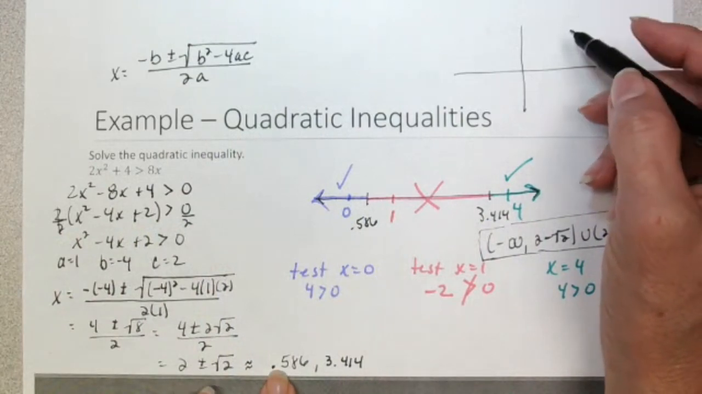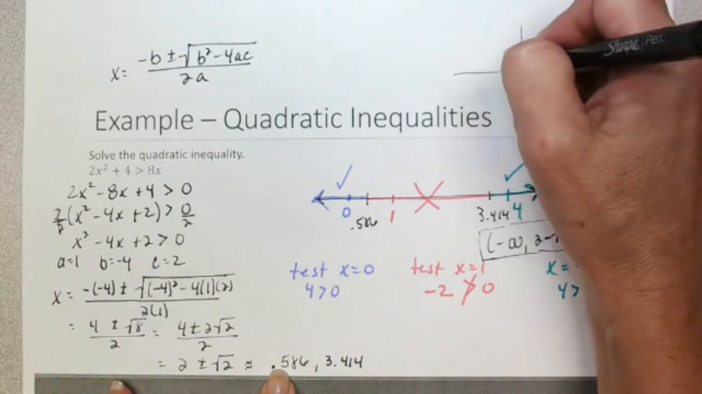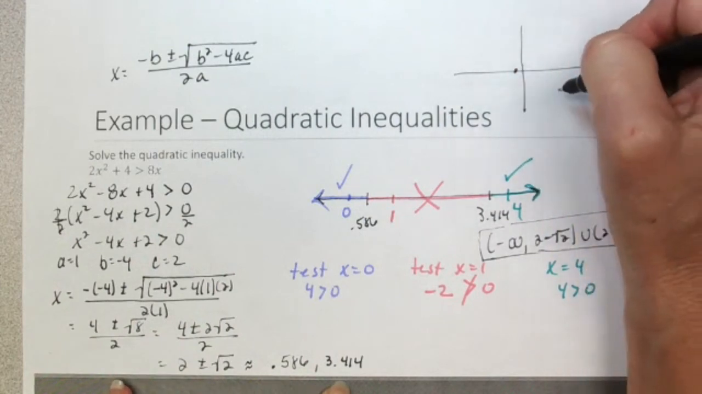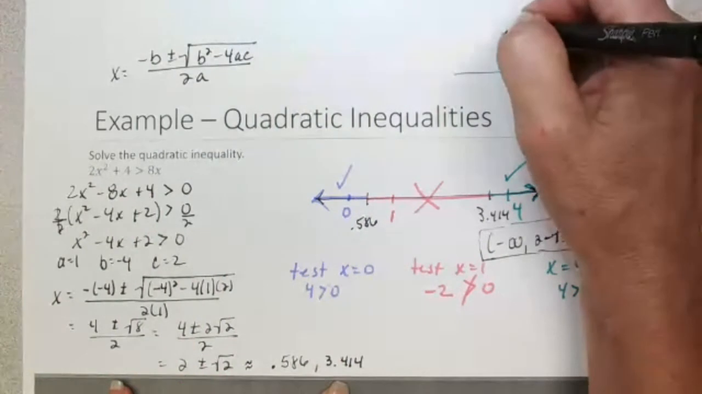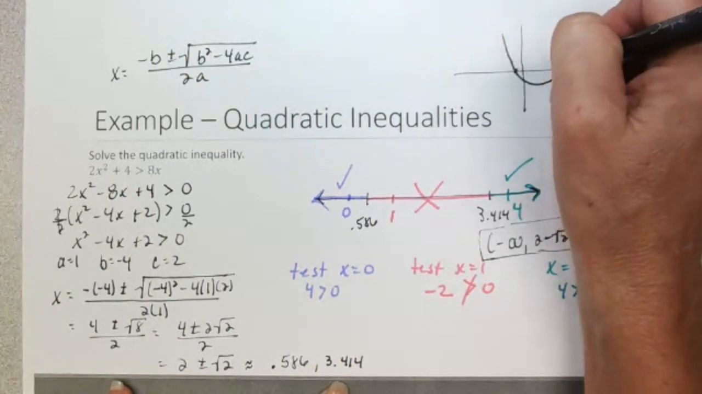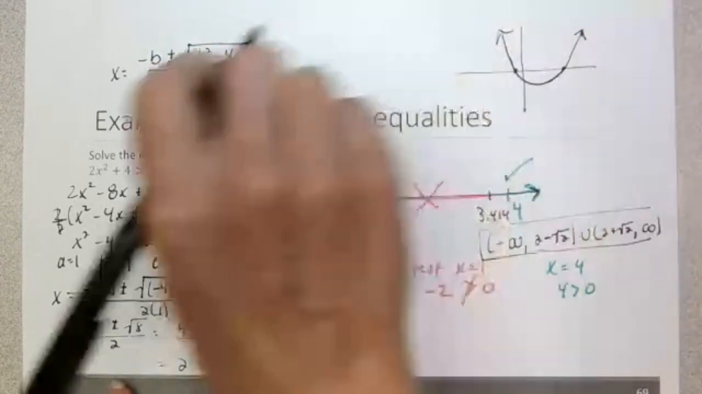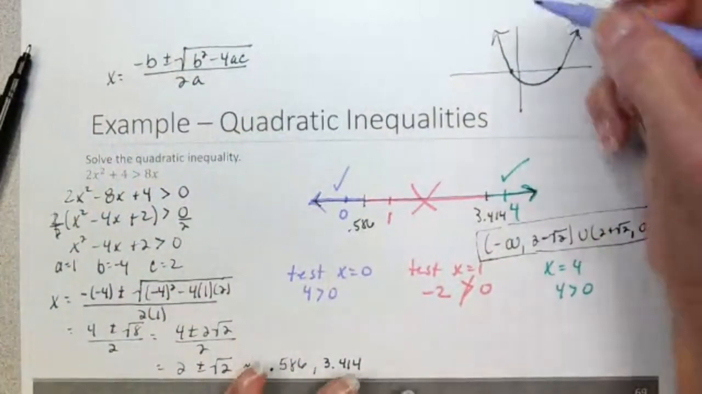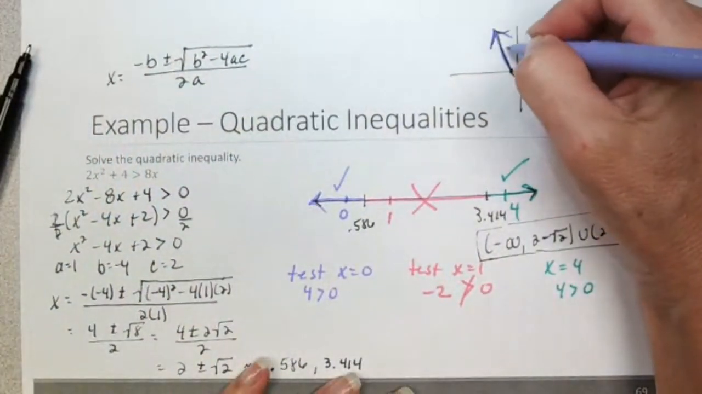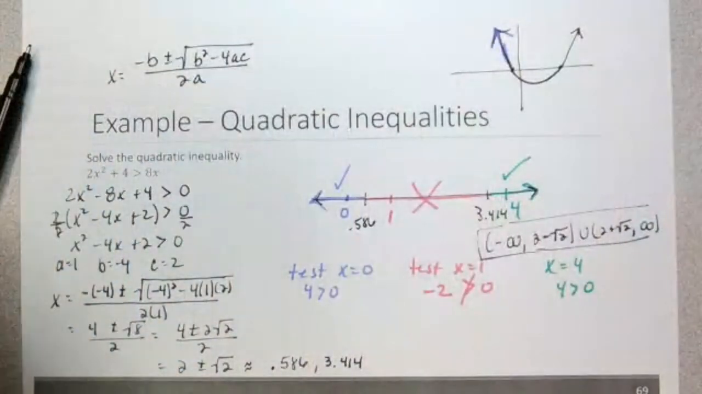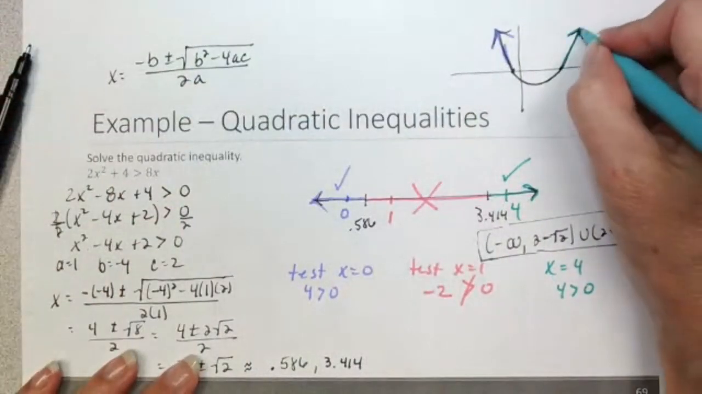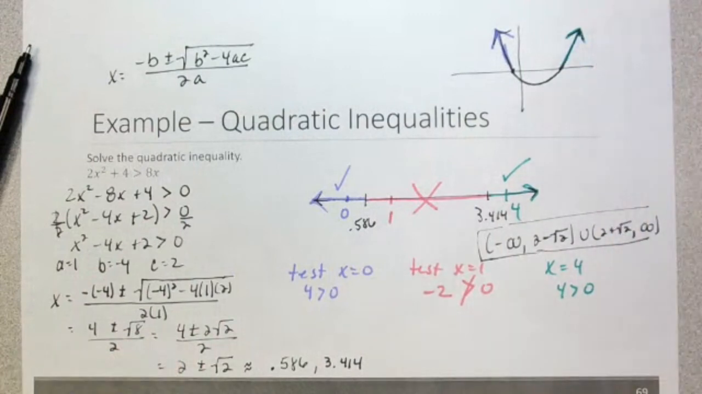It's got an x-intercept at 2 minus square root of 2 or 0.586. Right there, 2 plus square root of 2 or 3.414. So it's a parabola that's something like that. It's going to be positive up here above the x-axis. And I was looking for greater than 0. I was looking for the positive parts. So, yep, I think that makes sense.